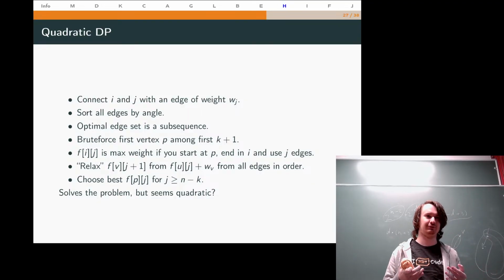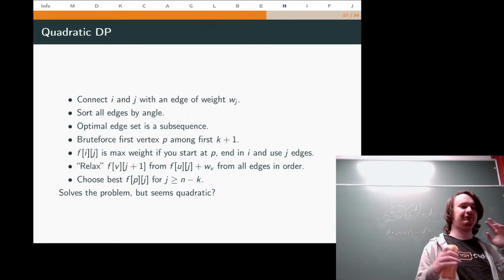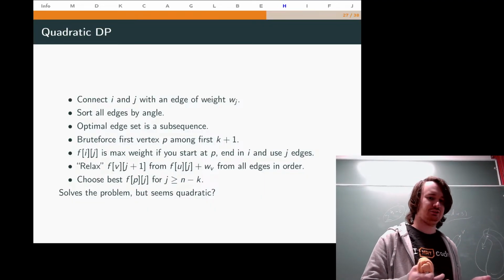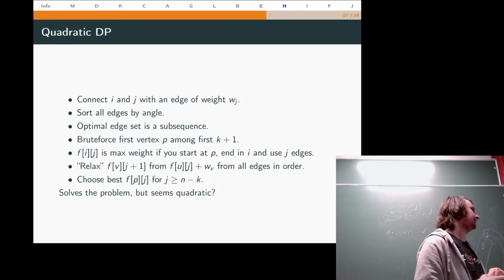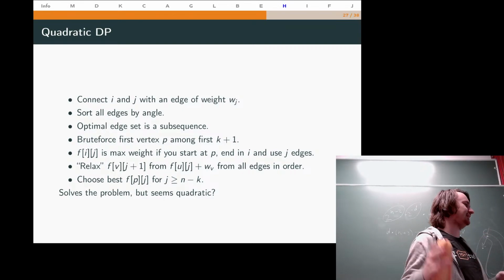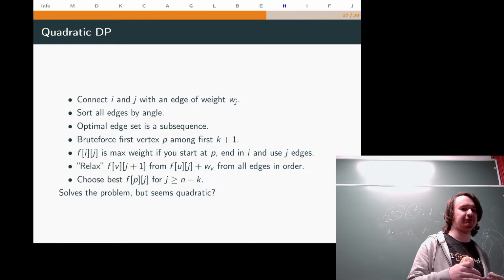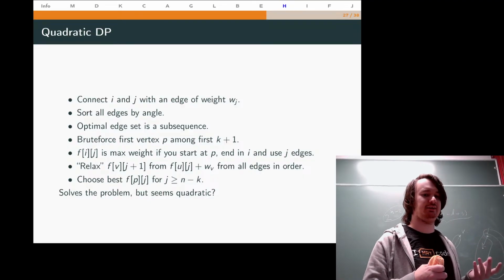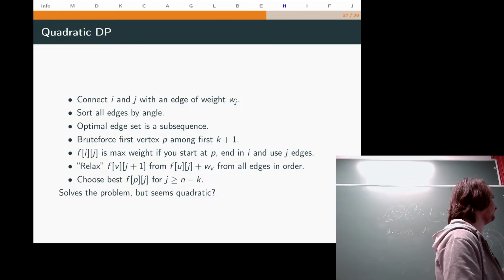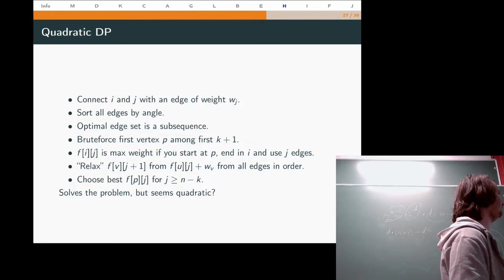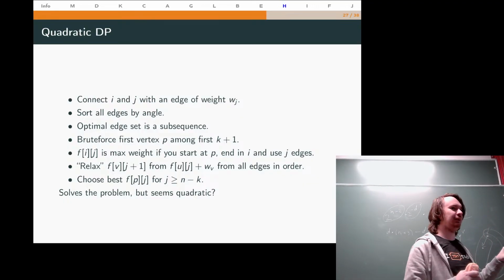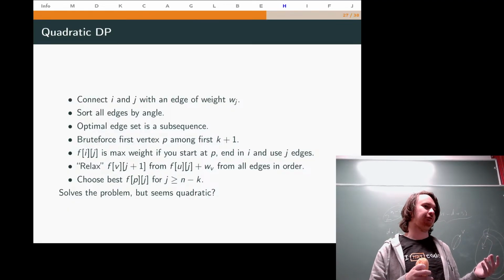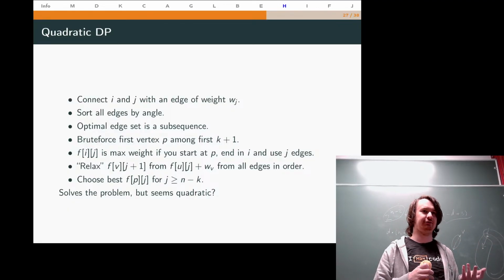Like we can't really do this because there are too many of them, but we can imagine that we did this just to get any kind of solution. So after that, we can say that the optimal edges that form the actual convex polygon in the answer are a subsequence of all the edges sorted by their angle, and after that we can also brute force the first vertex, the bottom left vertex of the set, among the first k plus 1 vertices if we sort vertices lexicographically.